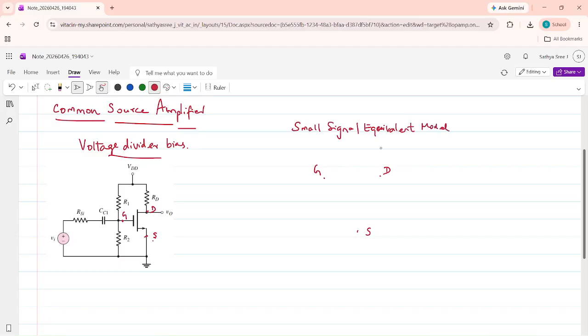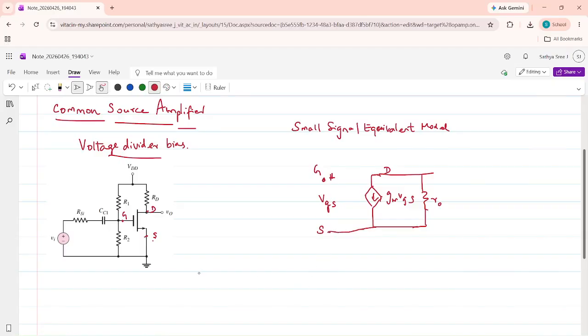Small signal equivalent model. Between the gate and the source, that's an open circuit. The voltage between them can be represented as VGS. Between the drain and the source, there is a current source with gm VGS. There is also R0. If R0 is infinity, we can remove R0. So this is gate, drain, and source.